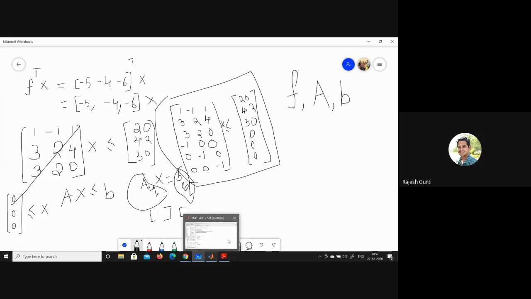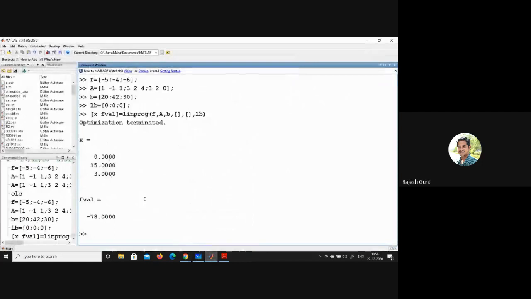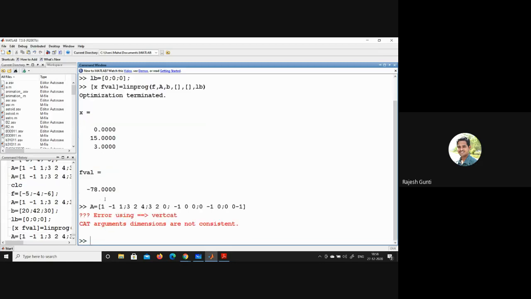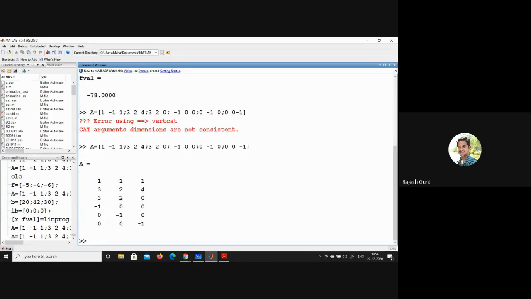Now I will take F, which is already there. A I am changing now. Capital A is equal to 1 minus 1 1; 3 2 4; 3 2 0; minus 1 0 0; 0 minus 1 0; 0 0 minus 1. This is the matrix. Okay.